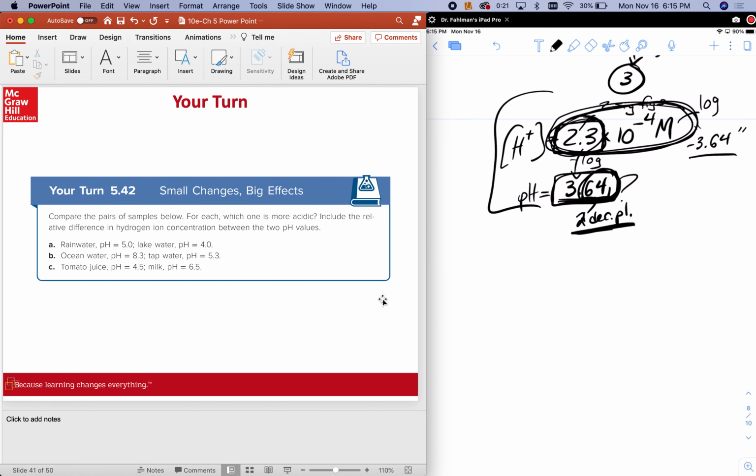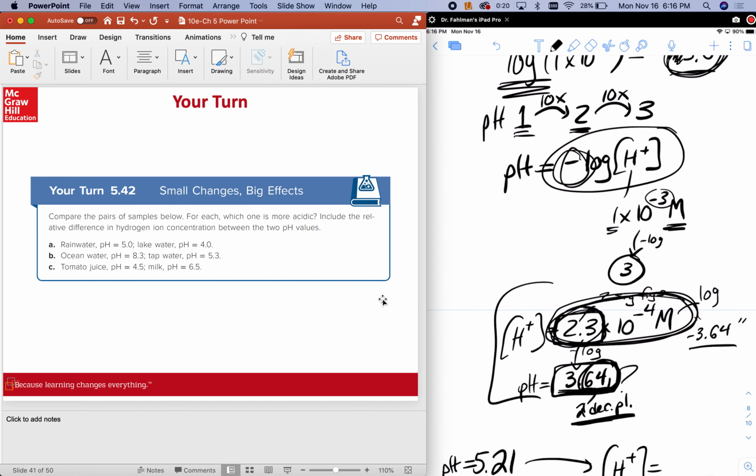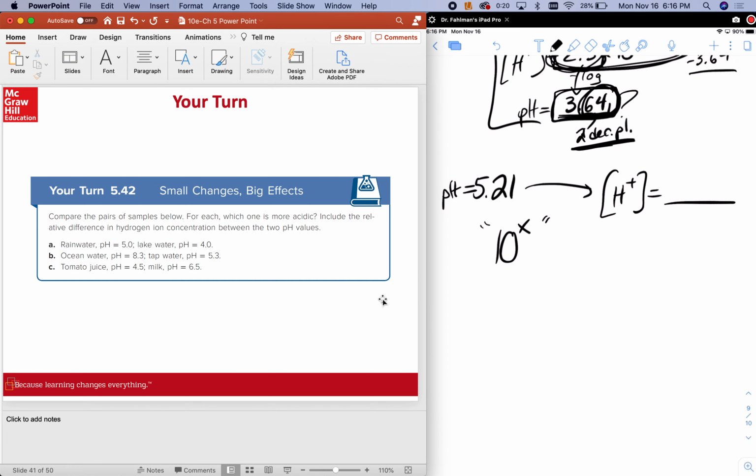All right, and then the other flip side is, let's say I give you a pH of 5.21. What is the H plus concentration? Okay, so to do that, you should have a button on your calculator, this. And so what you're going to do, again, pH is negative log of H plus concentration. So the way to go from pH to H plus is you go 10 to the minus pH. Okay, so in this case you would plug it in your calculator as 10 to the minus 5.21.